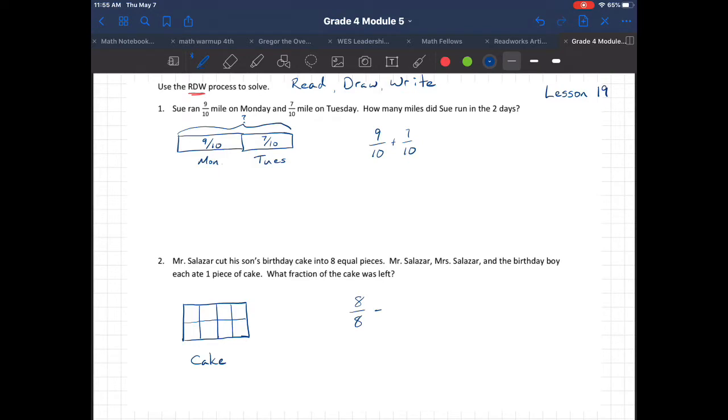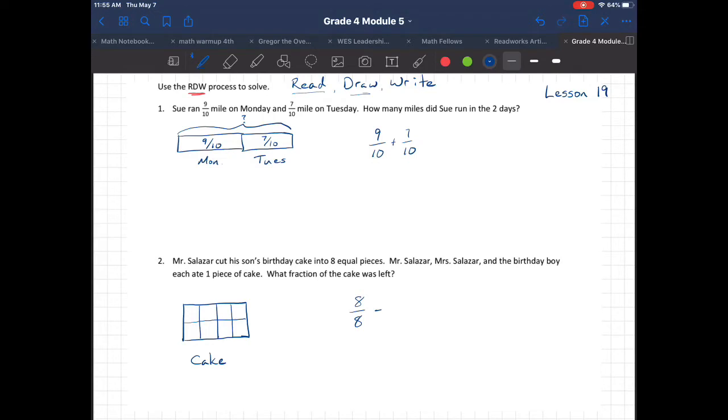So first we should read the problem. Then we should try and do some sort of visual, okay? But this can just be some sort of a diagram or a visual to help you. It does not mean you have to draw a detailed picture of Sue running. Some sort of diagram. And then we write using math symbols.